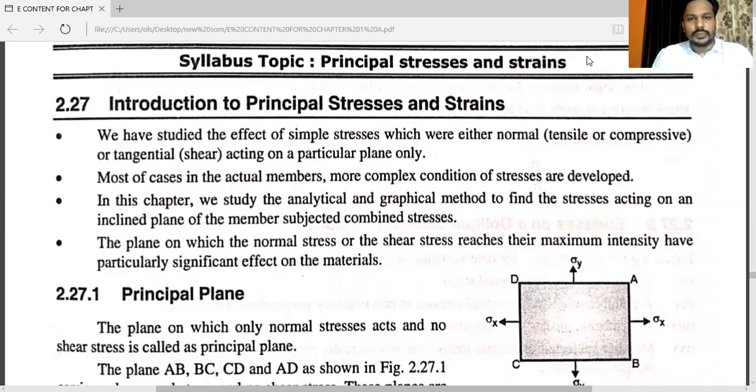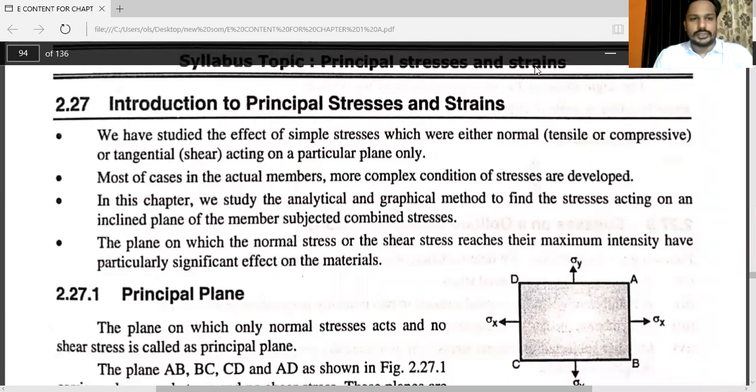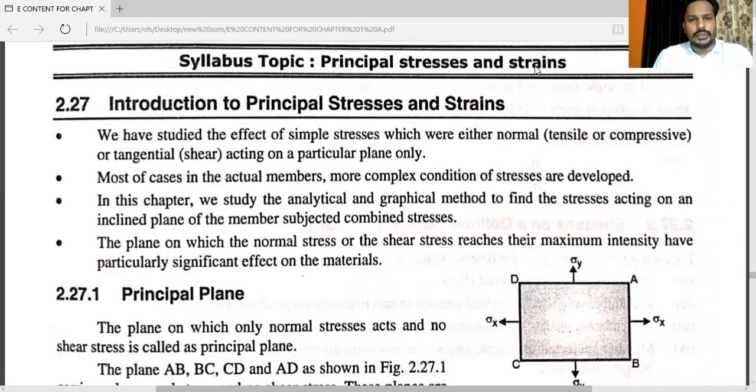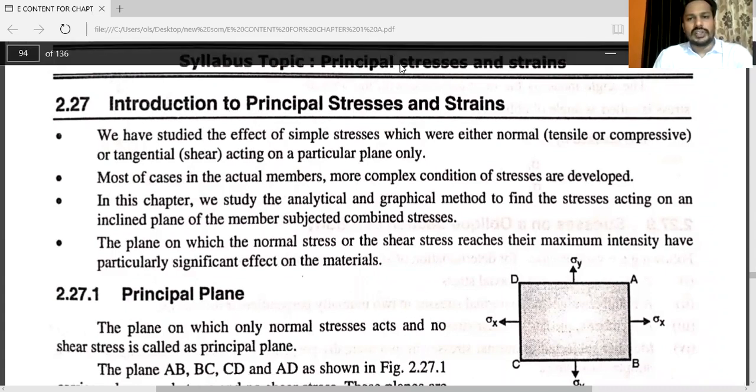Here now I am going to start a new topic, that is principal stresses and strains. In the previous video we have seen thermal stresses. See here, a very important topic, principal stresses and strains.